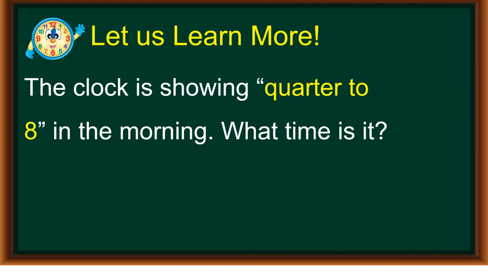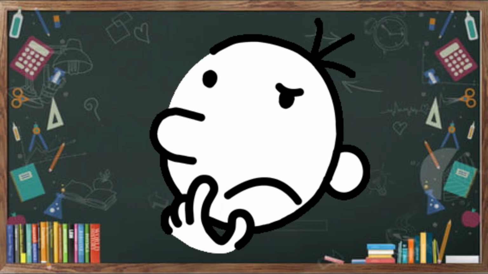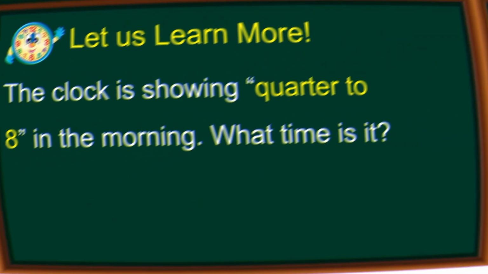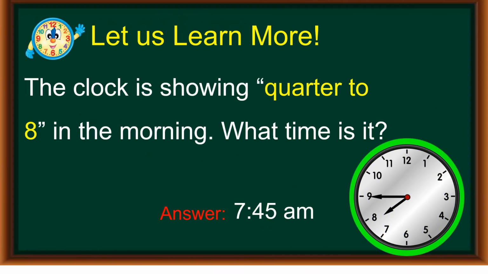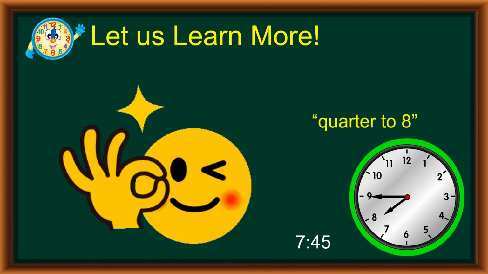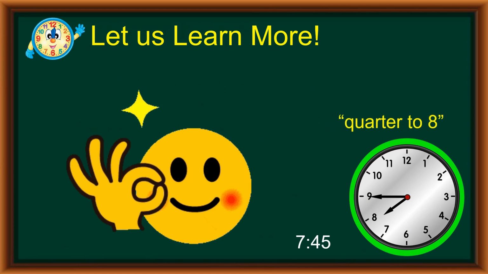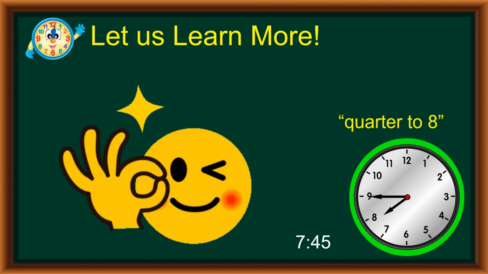The clock is showing 7:45 in the morning. What time is it? This problem shows technical terms that involve time. The term quarter means dividing our circular clock into 4, so the whole phrase 7:45 means 1 quarter, or equivalent to 15 minutes before 8 o'clock. Therefore, the exact time is 7:45 a.m.